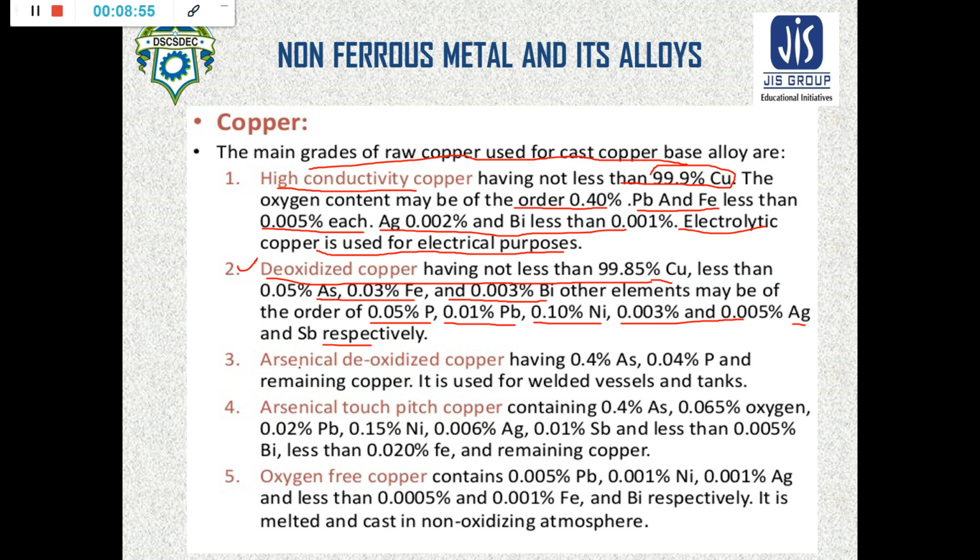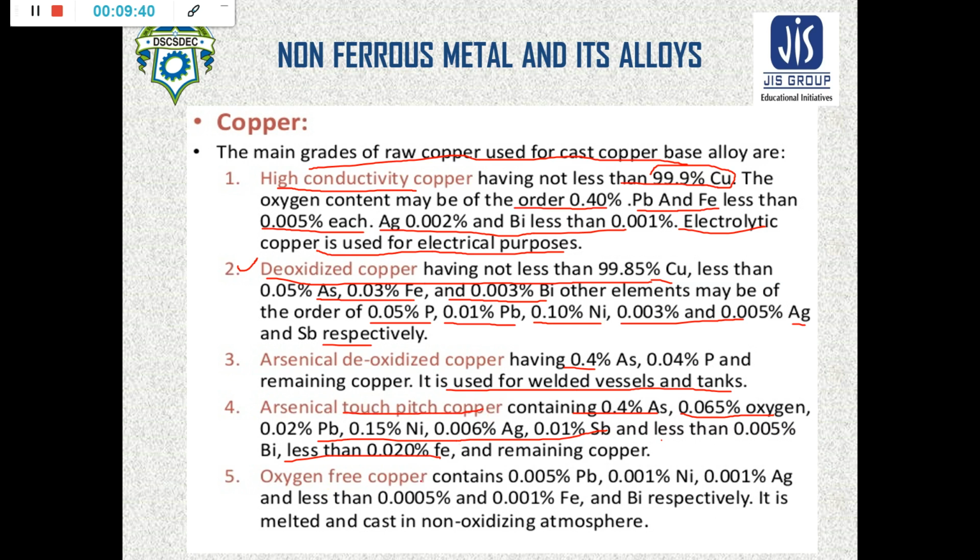Next is arsenical deoxidized copper. Here the percentage of arsenic is increased. It is mainly used for welded vessel and tank. Next is arsenical touch pitch copper. This also contains 0.4% of arsenic, and there is some amount of oxygen, lead, nickel, and silver and Sb, and very small amount of bismuth and iron. So these are arsenical touch pitch copper. Next is oxygen free copper.